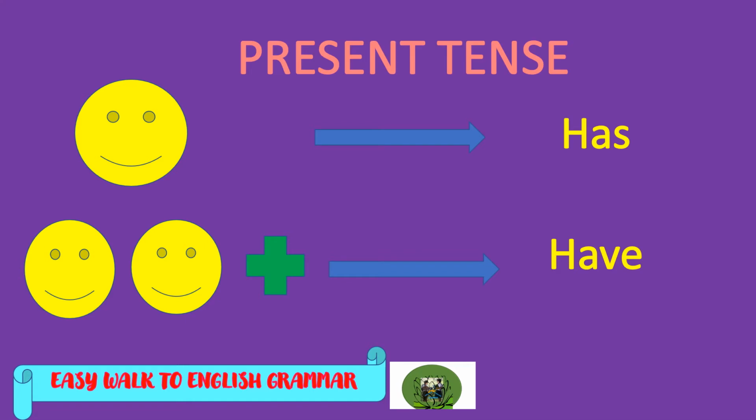So we can conclude this aspect of have like this. In present tense, we'll be using has along with singular subjects when there is only one person or thing or animal or bird, etc. And have along with plural subjects when there are two or more persons or things or animals or birds or whatever it may be. Hope you understood. It's very important. That's why I repeat it.